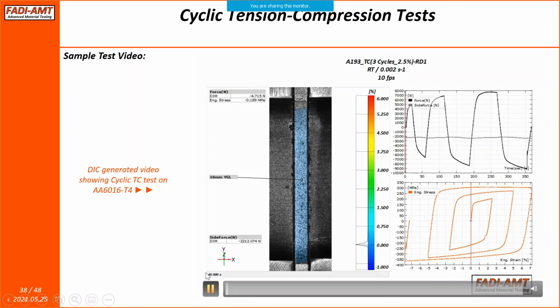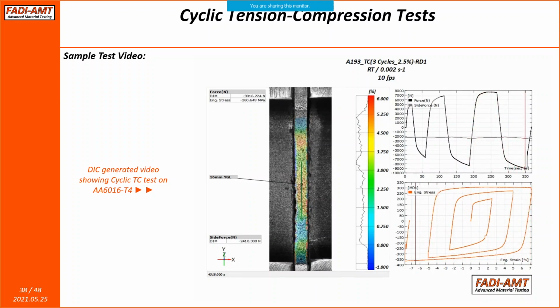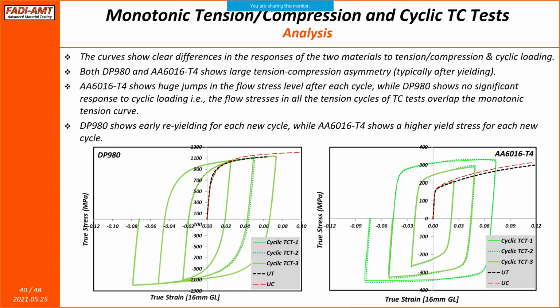This is a video showing the strain accumulation on the surface in a TC test. And on the right hand side, the top plot is also showing the side force. The side force you can see is technically near constant during the whole test. So that was a big plus for us, that the amount of friction is technically constant, so the friction correction was easier for us. I'll move ahead to the analysis of results.